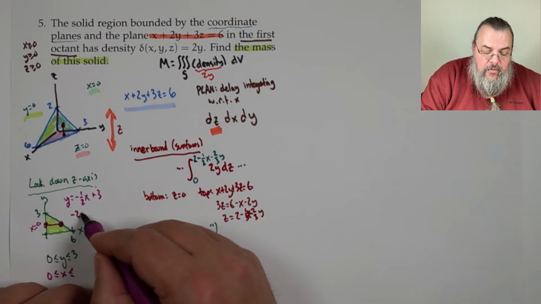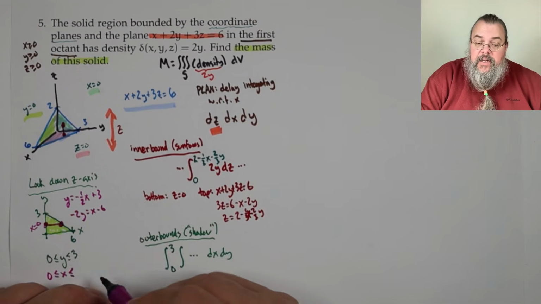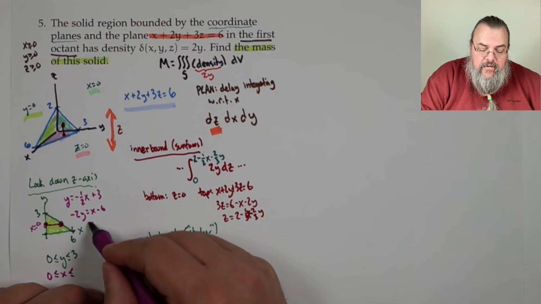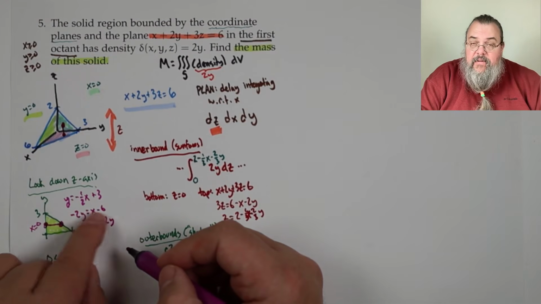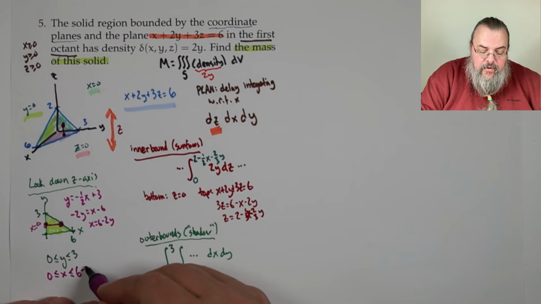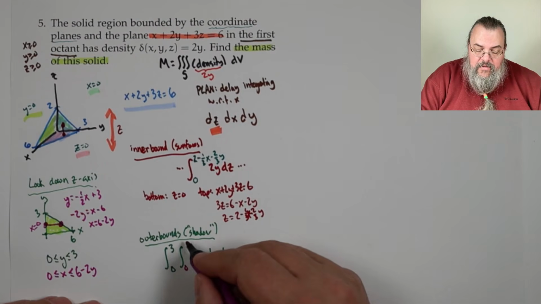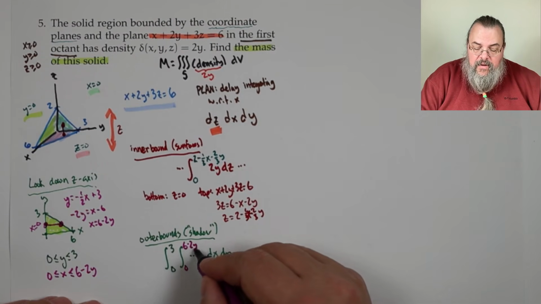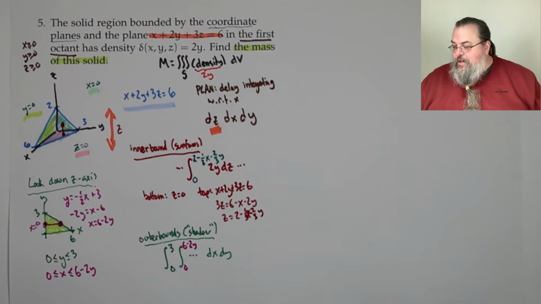Okay, so minus 2y equals x minus 6, multiplied through by negative 2, or x equals 6 minus 2y. Let's add 6. So that says x goes from 0 all the way over to 6 minus 2y. And that is your other piece. All right. Good. Okay, we've put in our work.